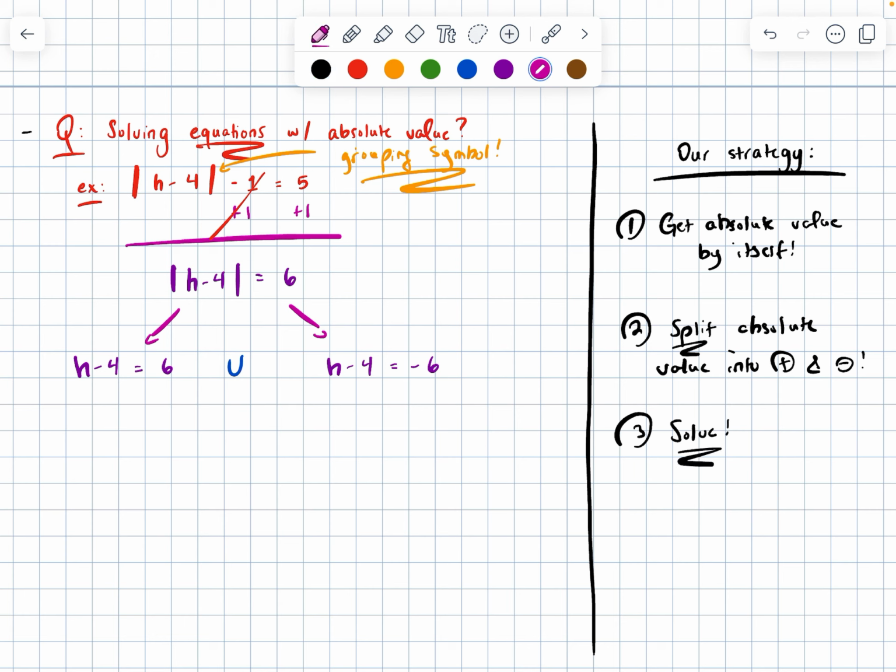So my last move is going to be to solve each of my linear equations. Well, if h minus 4 is equal to 6, to get h by itself, I would add 4 to both sides. On the left side, they undo each other, and I've got h is equal to 10. So my first option is that h could be 10, but in my other case, I have h minus 4 could be negative 6. So adding 4 to both sides here, I would find that h could also be negative 2. Alrighty, so we've got our solutions here.